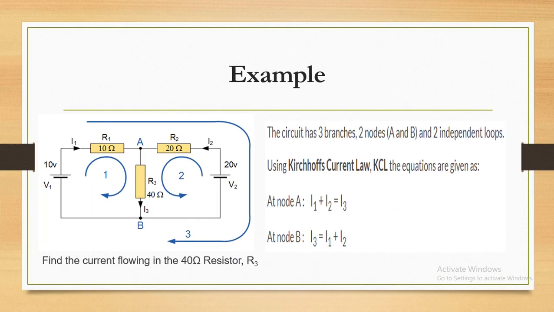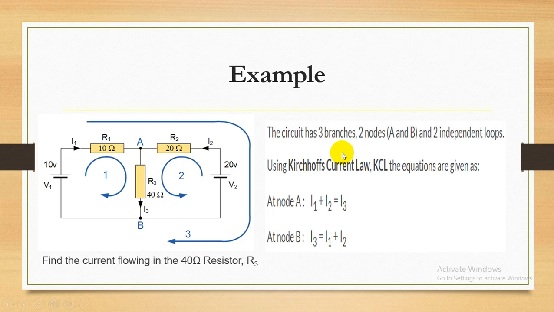We'll take one example and we'll get it very clearly. There is one electrical network in which there are 2 sources. V1 is 10 volt, V2 is 20 volt, and I1 is the current flowing in the branch R1, where R1 is 10 ohm, R2 is 20 ohm, R3 is 40 ohm. The currents are I2, I3, I1. Find the current flowing in the 40 ohm resistor, that is R3. The current I3 must be found using KVL and KCL.